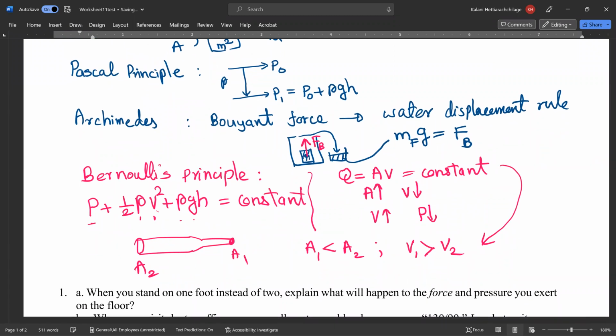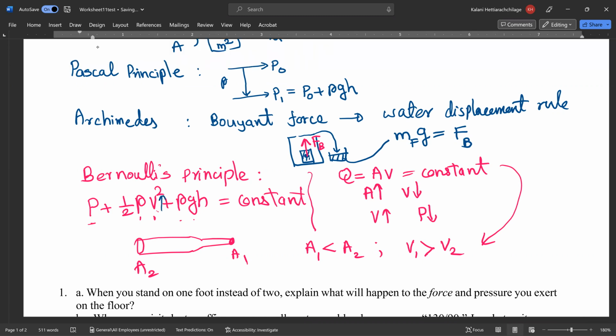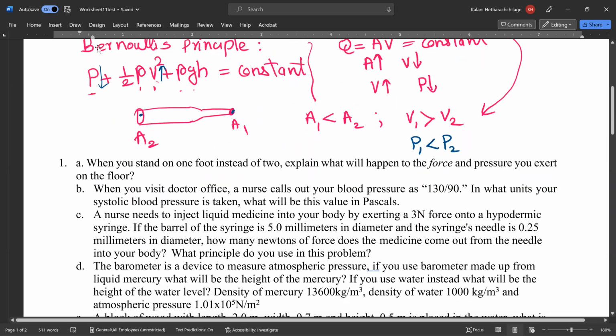You can see here, when the velocity is greater, we'll say they have the same height, then pressure should be lower. What that means is, in this case, you can say pressure at point 1 is lower than pressure at point 2. Point 1 and 2 are labeled in here, right? That is the conceptual understanding of the Bernoulli principle. That will be mainly what we discuss in this lecture.